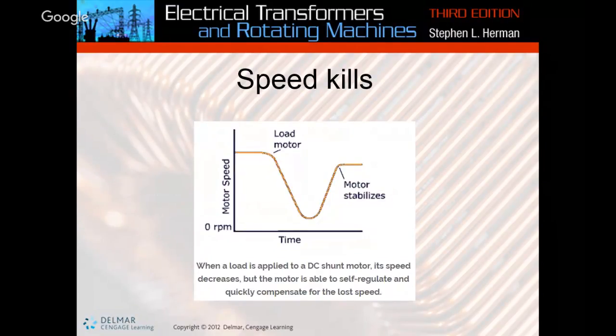So here's our motor speed running along here at 700 RPM. We have a huge load over here. Our motor speed is going to drop, but as time goes on, the motor is going to pick back up, and it's going to get back up there to where that set point is. Okay? When load is applied to a DC shunt motor, its speed decreases, but the motor is able to self-regulate and quickly compensate for the lost speed.